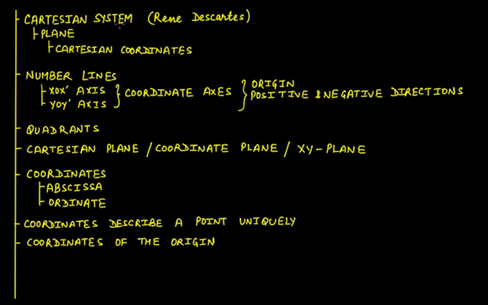Well, the Cartesian system is named after a popular mathematician, René Descartes. René Descartes gave us the method to tell the position of a point in a plane. So let's quickly discuss the plane. What do we mean by plane?